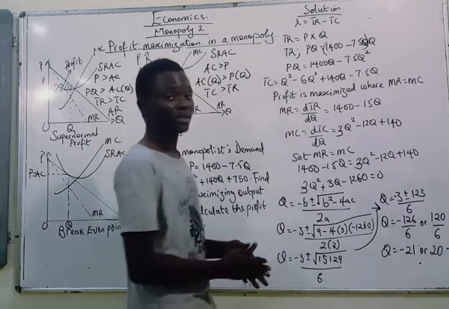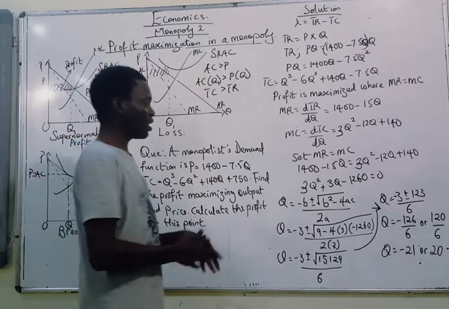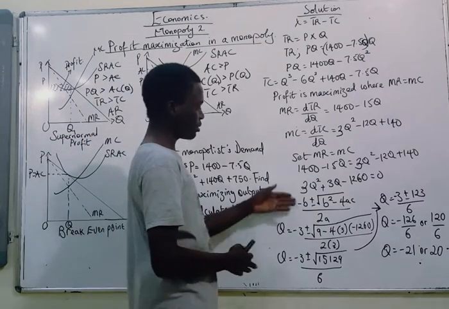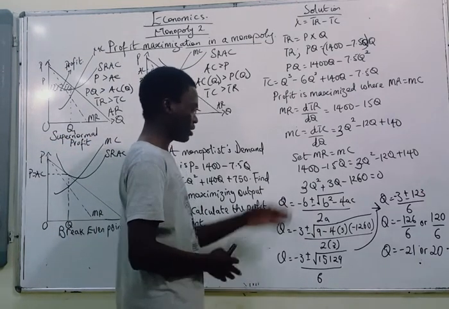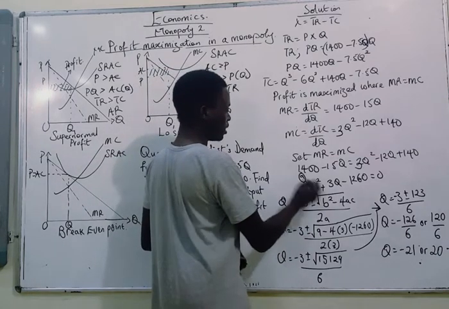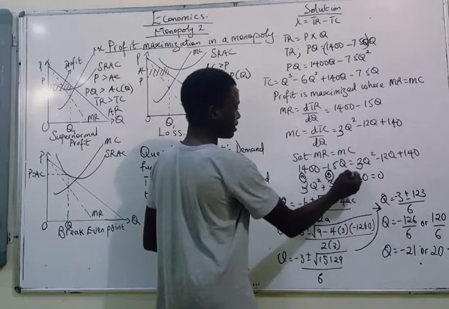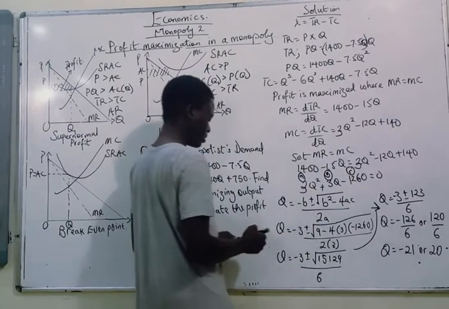So we have a quadratic function. So how do we get Q from this quadratic function? We simply use the general formula, which is Q equals minus B plus or minus the square root of B squared minus 4AC, and all of that. The coefficient of Q squared is the A. The coefficient of Q is the B, and whatever is here, the constant, is C.